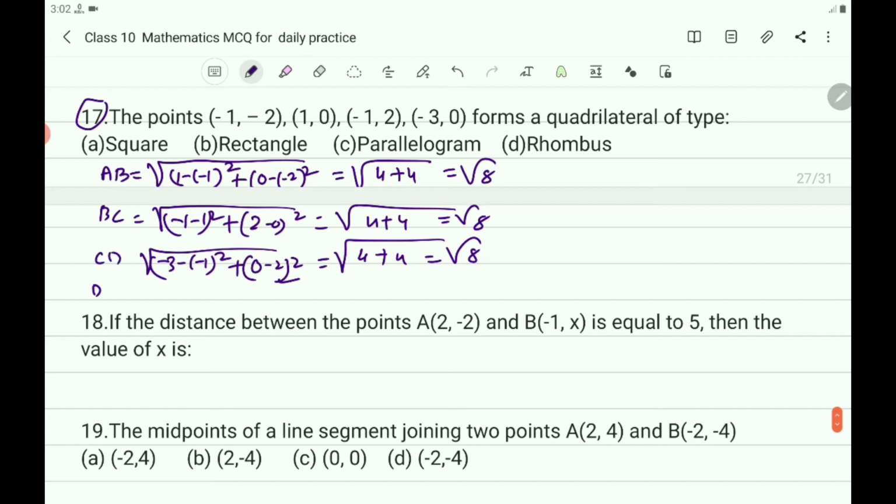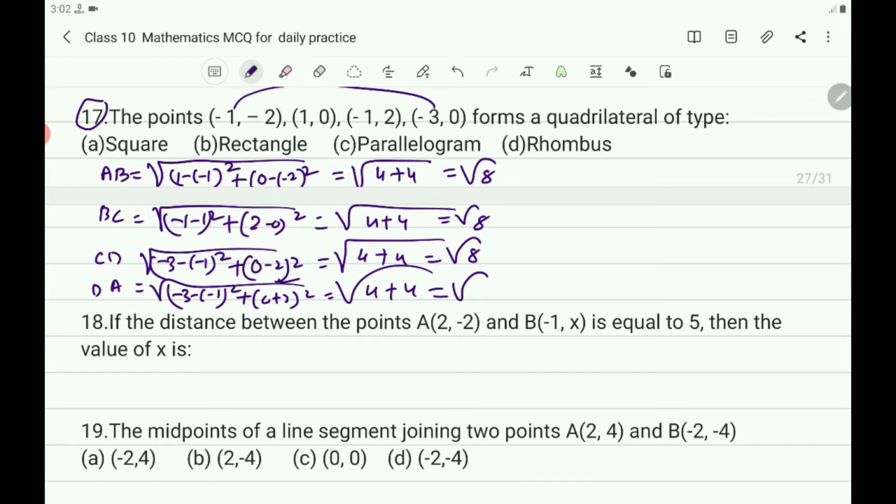Next you take DA. This is CD. DA is minus 3 minus 1. Minus 3 minus of minus 1 whole square plus 0 minus of minus 2, that is 0 plus 2 whole square. Again you will get minus 3 plus 1 is 2 square 4. Again 2 square 4. You got 8. So you got all the sides are equal.